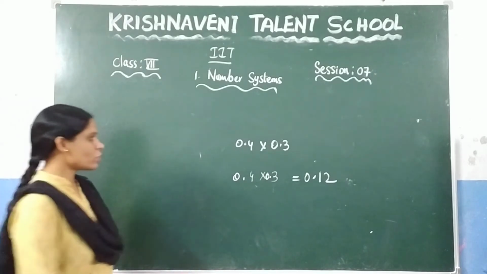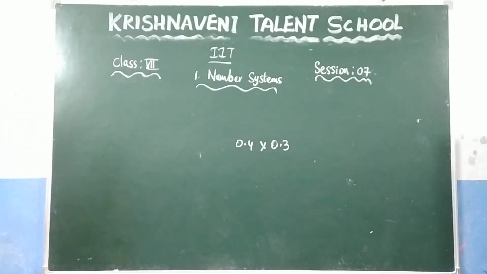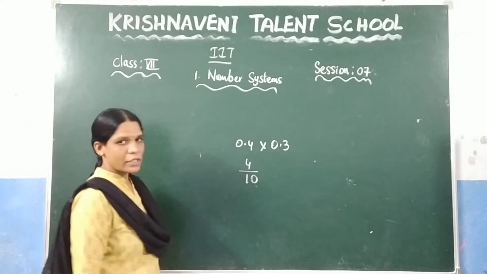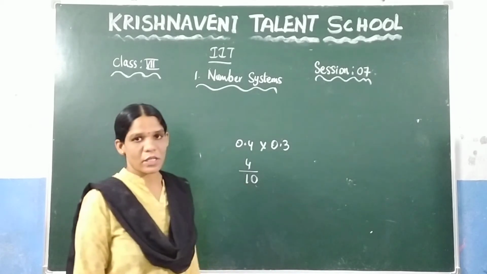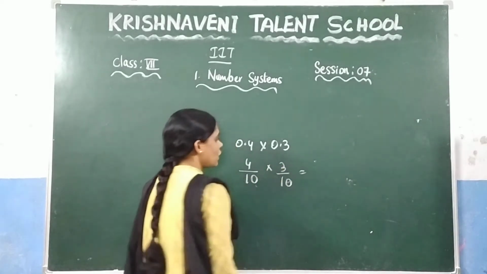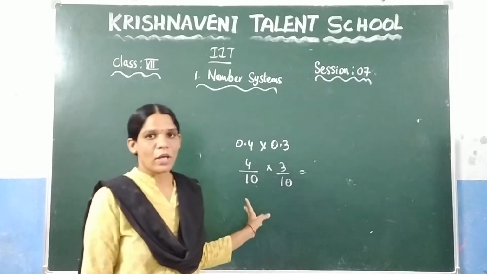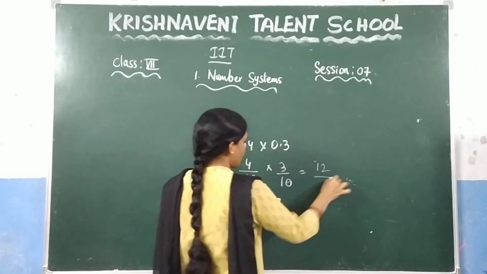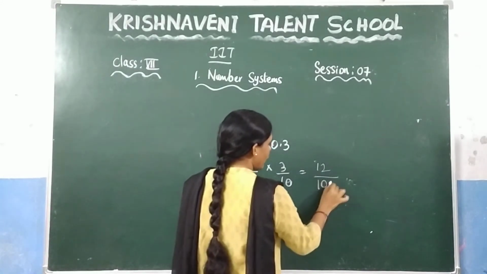Let us see that one also. If you want to find this number, here this one, you know that you can write this one as 4 by 10, right? Because after the decimal point one number is there, you can write this one as 4 by 10. Similarly this one you can write as 3 by 10. Now you know how to multiply two fractions. You need to multiply the numerators and you have to multiply the denominators. So what is the value of 4 into 3 which is 12, and what is the value of 10 into 10 which is 100. So you will get here 12 by 100.